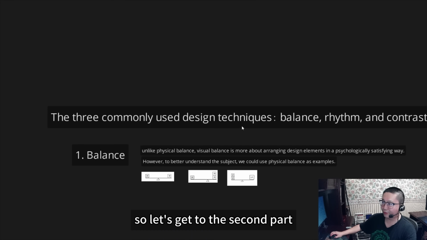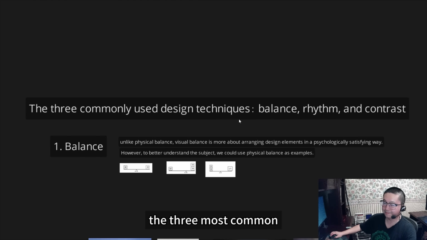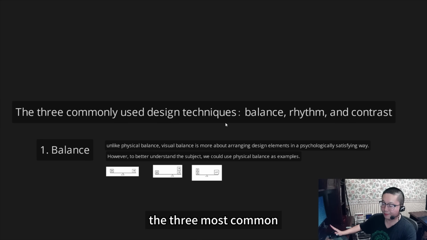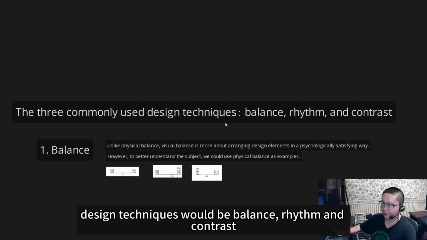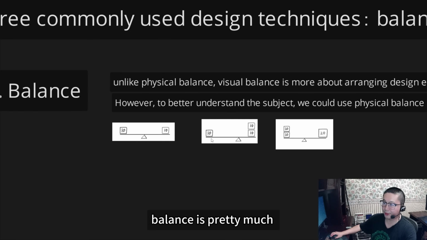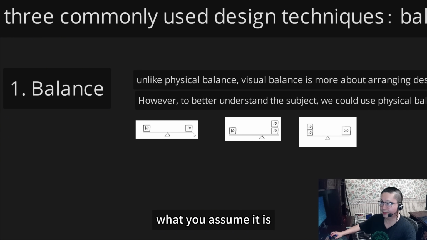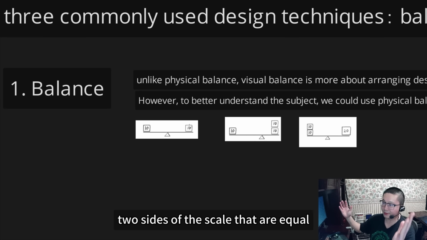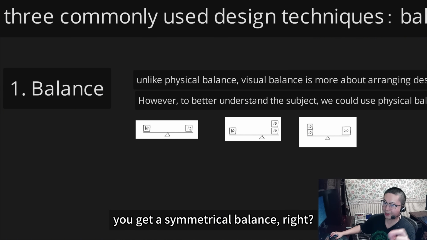So let's get to the second part. The 3 most common design techniques would be balance, rhythm, and contrast. So let's look at balance. Balance is pretty much what you assume it is. If you have 2 weights on 2 sides of the scale that are equal, you get a symmetrical balance, right?